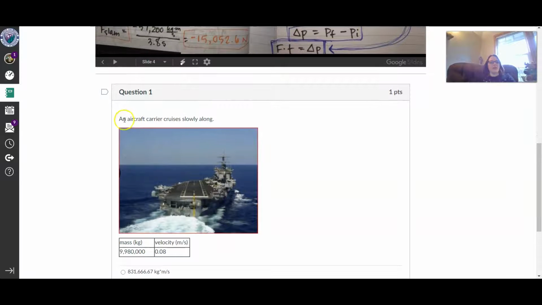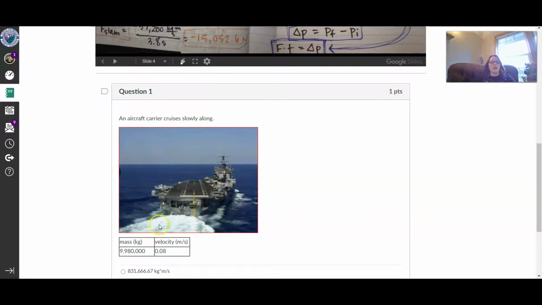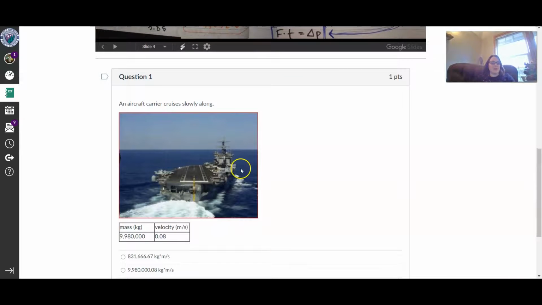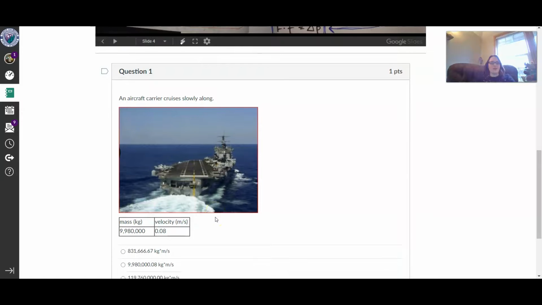For all of them, it gives you an object. There's a scenario described. Here's an aircraft carrier, which is a boat that's big enough for multiple planes to land on. So this is a big boat, and it's cruising slowly along. Here is the mass of the aircraft carrier, 9,980,000 kilograms. Here's the velocity of the aircraft carrier. It's going 0.08 meters per second. That's slow. Your job is to calculate the momentum of the object.